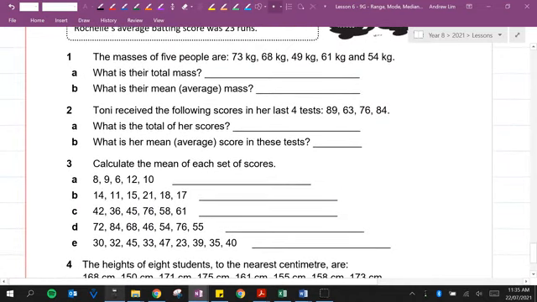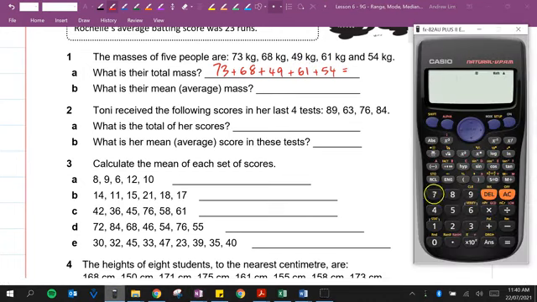Let's have a look at question 1. The masses of 5 people are 73, 68, 49, 61, and 54 kilograms. What is their total mass? Well, total means we need to add them all together. We need to find the sum. So we're just going to add 73, 68, 49, 61, and 54. I'm just going to use my calculator for that.